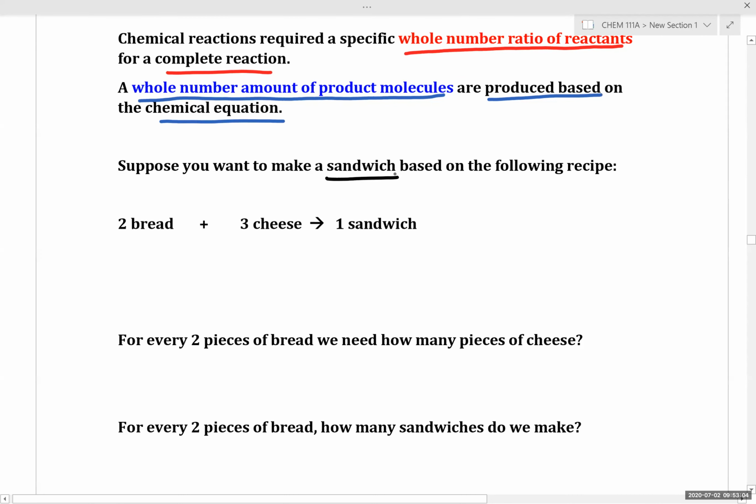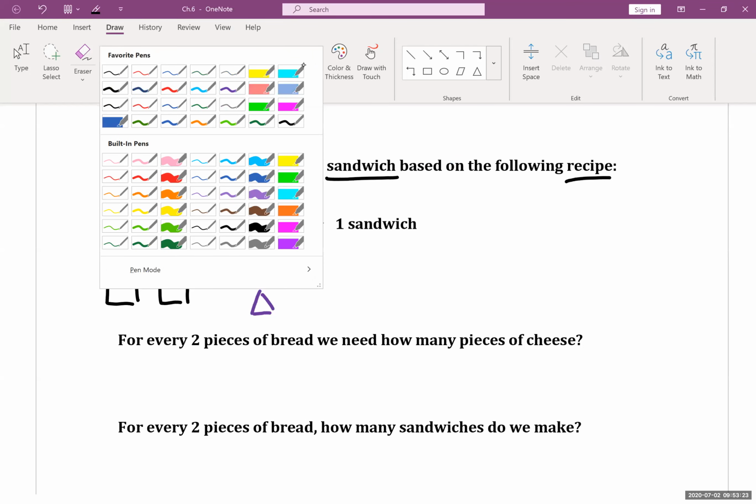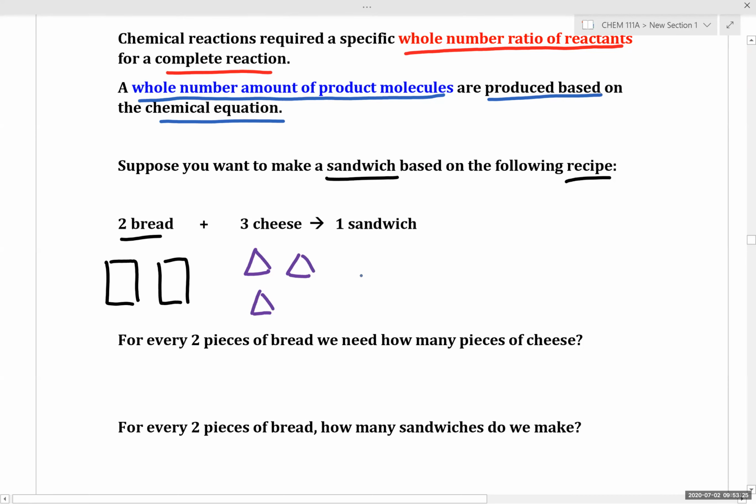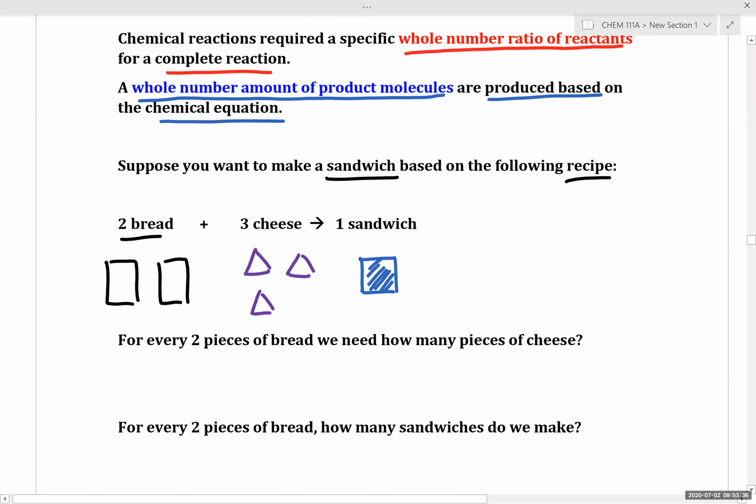Suppose you're trying to make a sandwich based on a recipe, and it requires 2 pieces of bread, okay, and 3 pieces of cheese. And from this relationship, if we mix 2 pieces of bread and 3 pieces of cheese, we get 1 sandwich. Okay, we've probably done this throughout our lives. We've probably cooked food based on a recipe that requires a specific number of each ingredient.